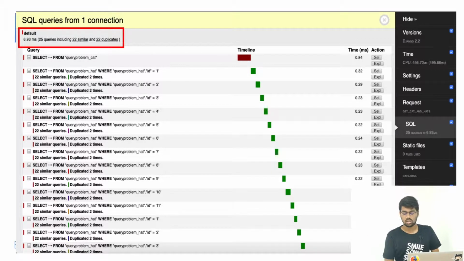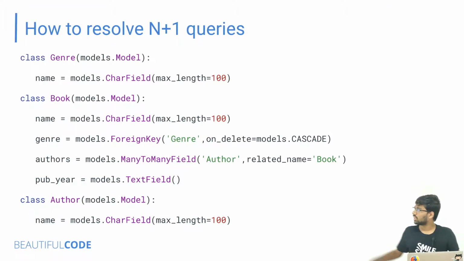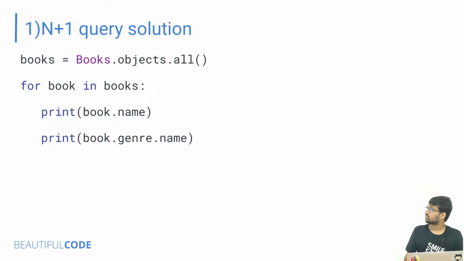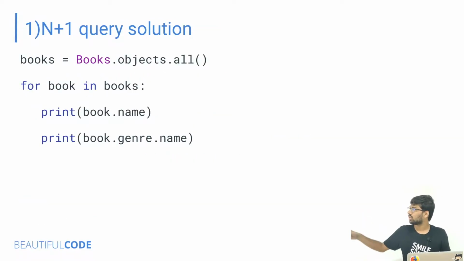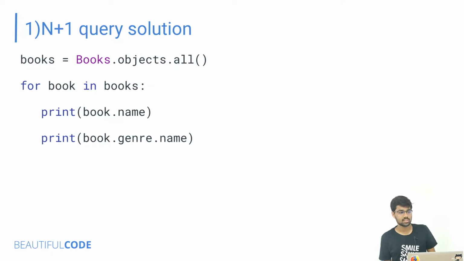So let us see how we can resolve this with another example. Say there are three models: the book model, the author model, and the genre model. The book has genre as a foreign key and authors as a many-to-many field. Now our problem statement is to print the books along with their genres. The solution would be similar to the previous one. We can directly print book.name and book.genre.name, but this is similarly an n+1 query solution. So how can we optimize it?